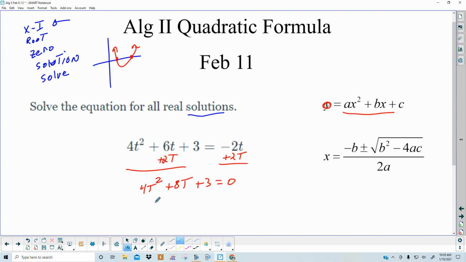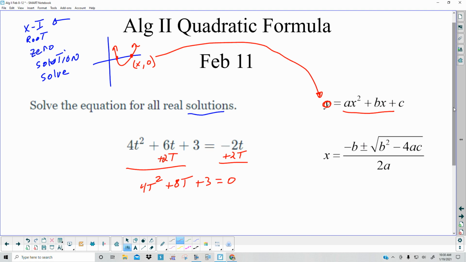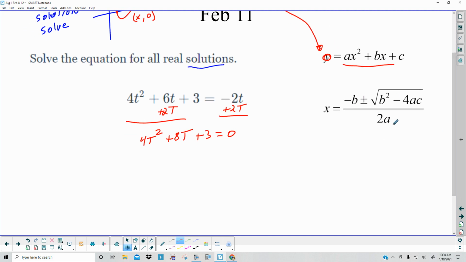You're looking for what number or numbers can I fill in for t that will make this left side equal to 0? And if you look at these coordinates, it's going to be some x value and the y will be 0. So again, reinforcing the y is going to be worth 0. What x value is going to create a y value of 0? Well, this formula will find it for you.